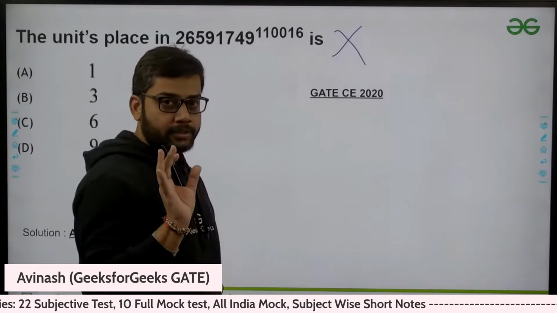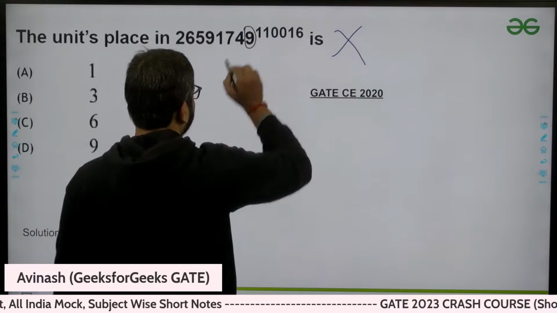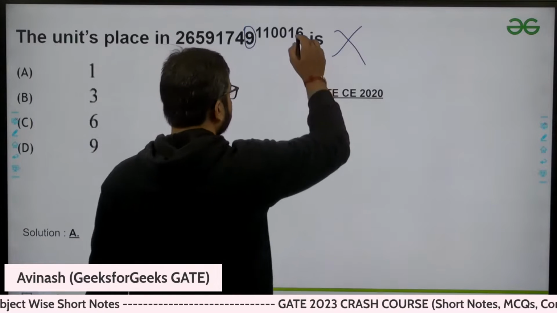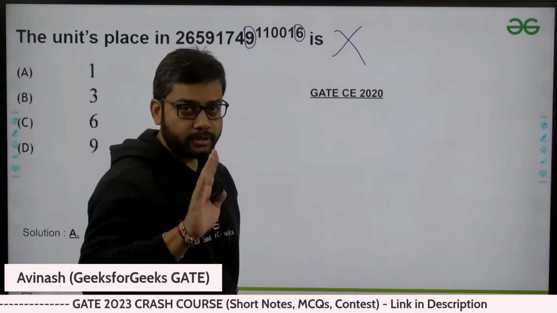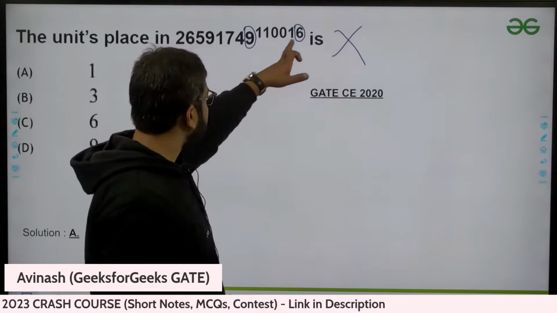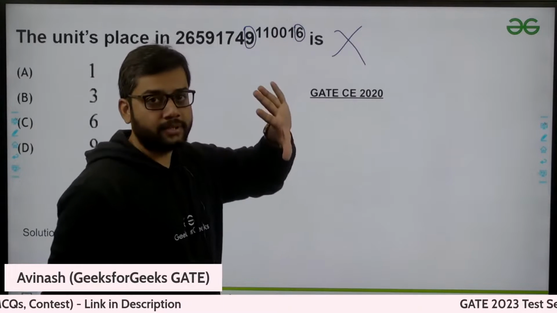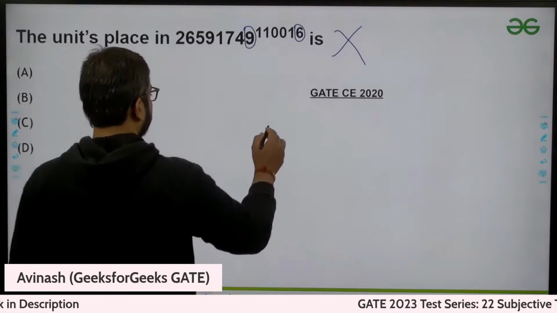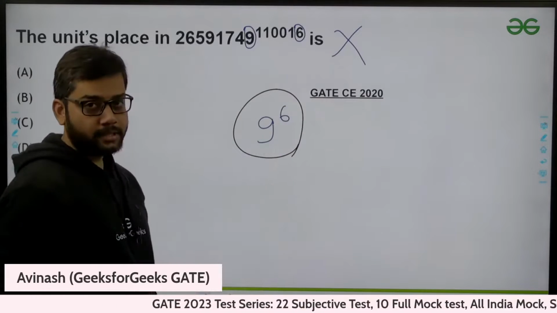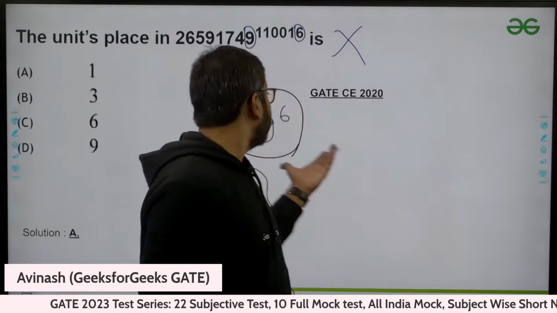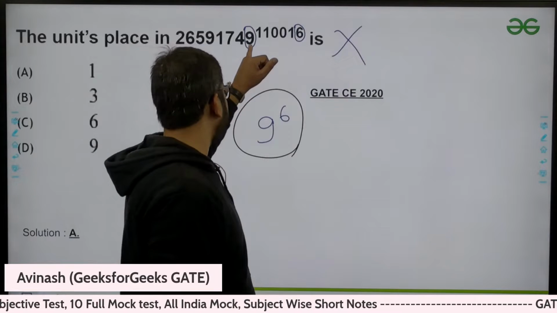You have to focus on only one thing. What is the last digit of this part, and what is the last digit of the exponent? Just learn this thing. What is the last digit here and here? So basically it's 9 to the power 6. Now this question is easy for you if you have to find only the unit place. So just look at this part.